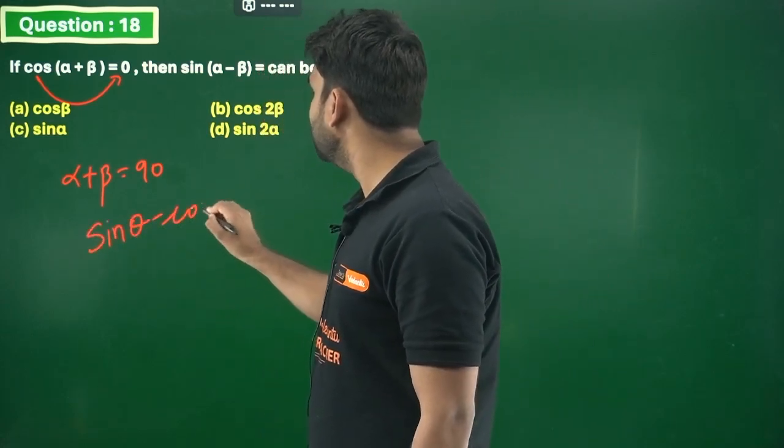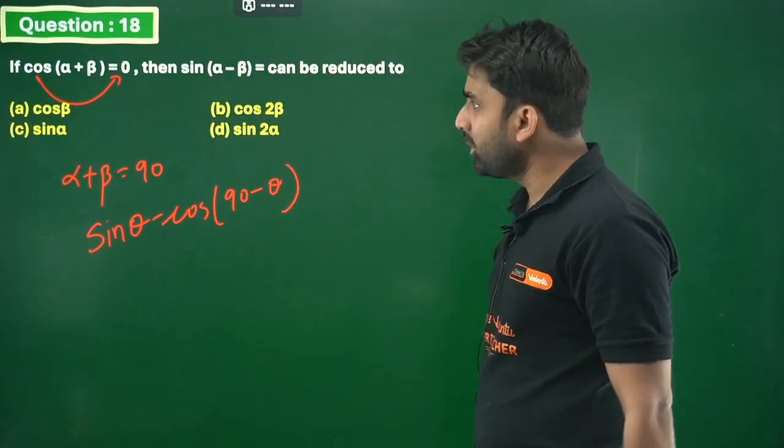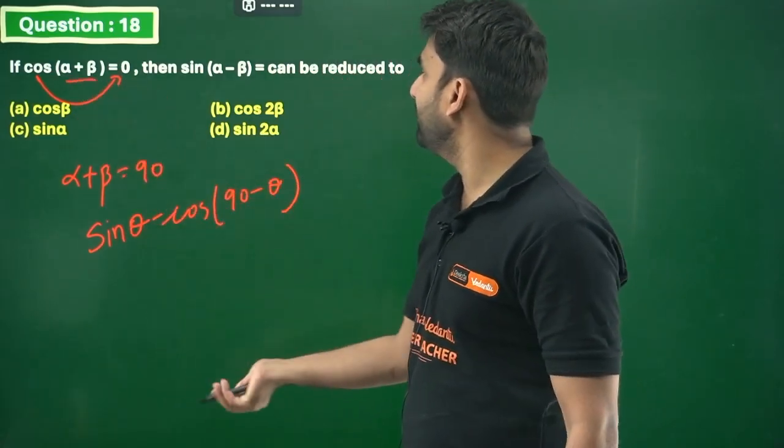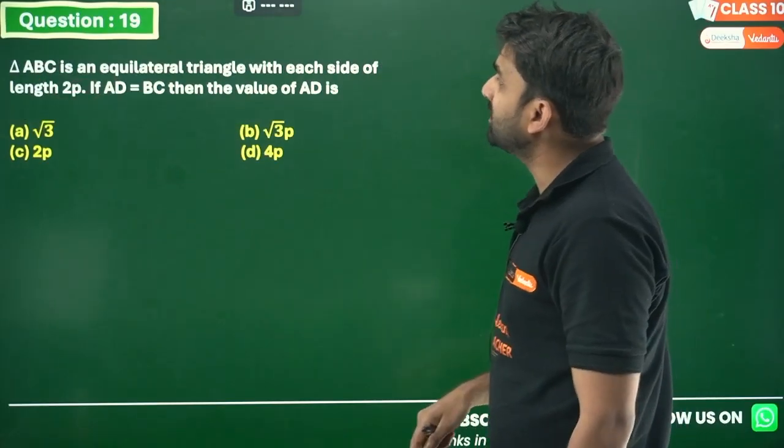You have to use the complementary relation, my dear. Sine theta is equal to cos 90 minus theta. I hope you know this. So cos alpha plus beta will be what? We can put the value of theta here, and by doing that we can get the result. Question number 19.